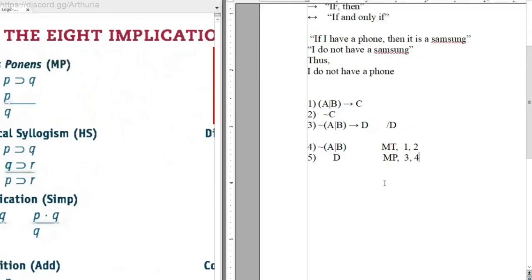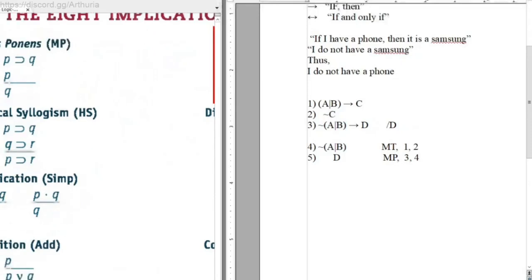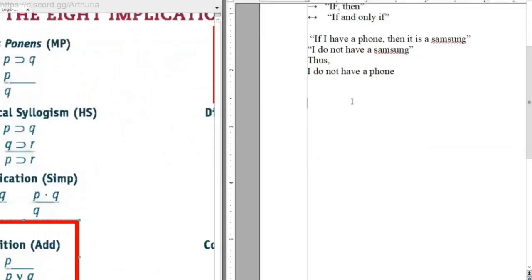Does this make sense to everybody so far? Yes. Okay, good. So let's look at add rule. Add rule is funny. Add rule is my favorite rule. Let's do add rule and simplification. Simp. I was going to say.